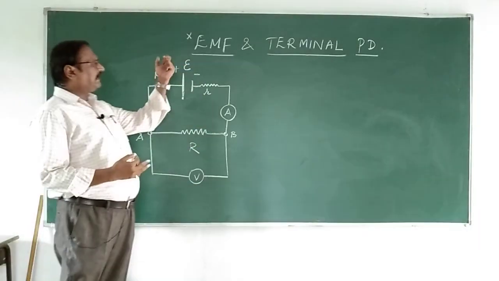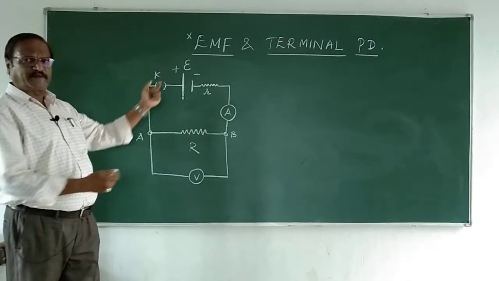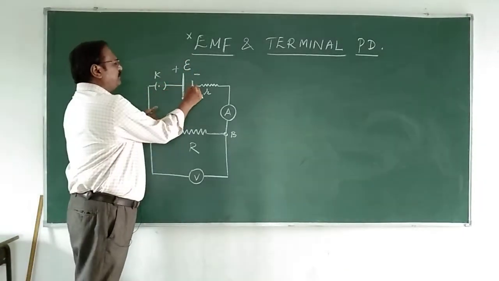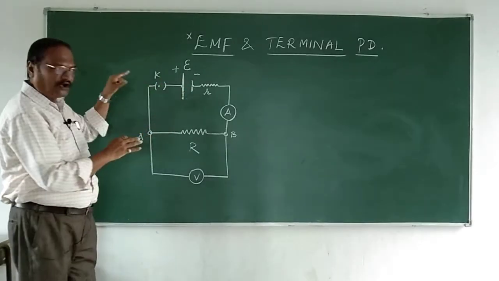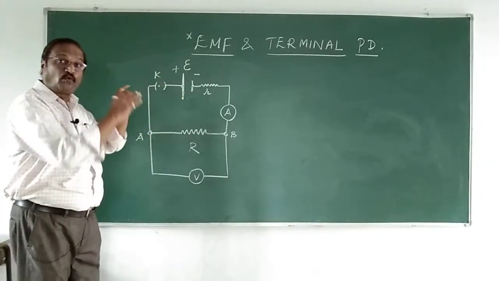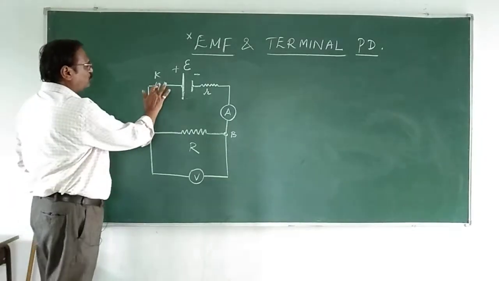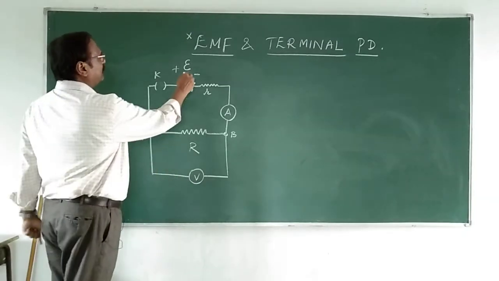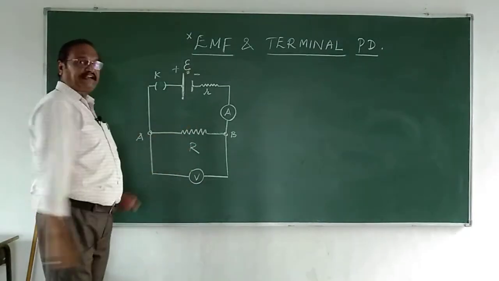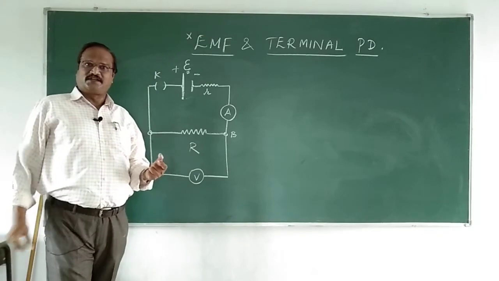EMF is, again, a potential difference between the two ends of the cell, between these 2 points, right? Now, no current is flowing. The switch is off. The switch is open. We have not closed it yet. No current is flowing through. At that time, what the cell is going to give, that is called EMF.